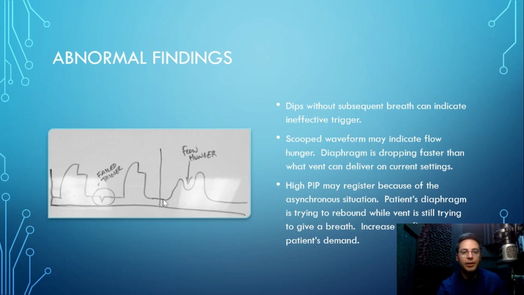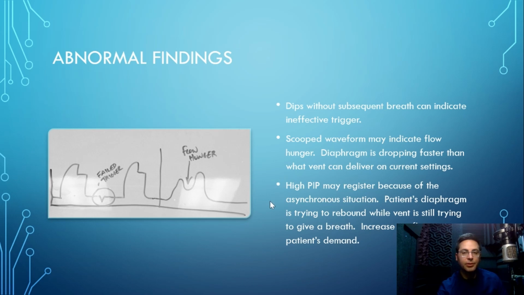This waveform here, we see a slow rise in pressure over time, but then there is a sudden negative deflection here, where the patient is clearly trying to take a breath on top of what we're giving them, increase in pressure again, and our normal deceleration here. This marks the presence of flow hunger. In other words, the patient's diaphragm is dropping faster than what the ventilator can deliver on the current settings.